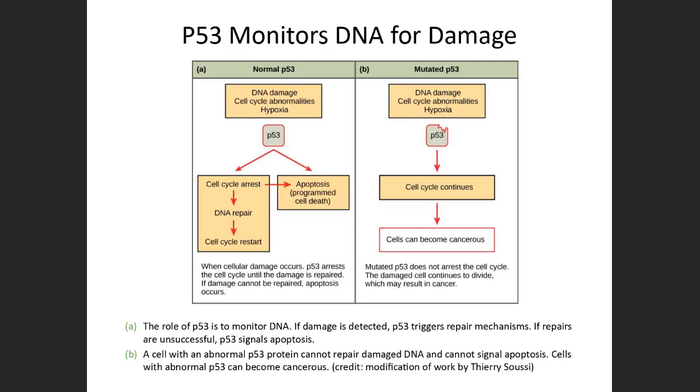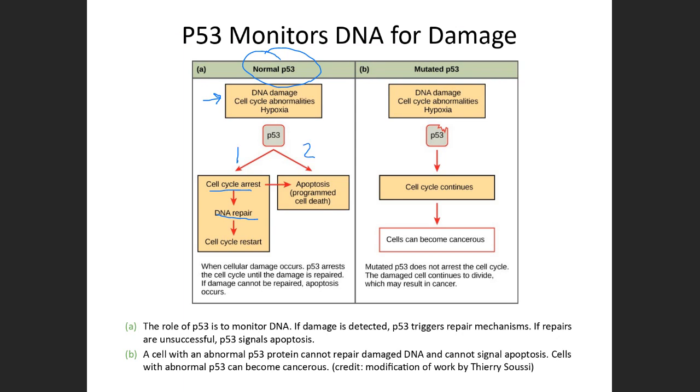So one way that cells can check for this is an enzyme called P53. When P53 is working as it should, normal P53, it checks the cell after replication. If there's DNA damage, which this cell has, it registers DNA damage, cell abnormalities, right? P53 checks it and it says either stop what you're doing and fix that DNA before you can restart your cycle. So that's option 1.